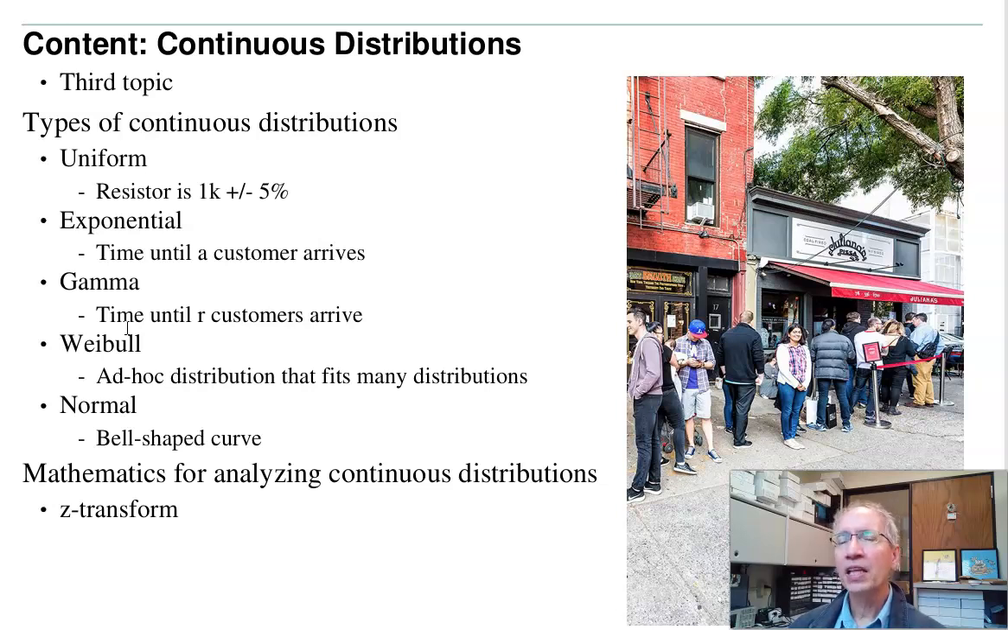And then finally, we'll look at the normal distribution. The normal distribution is what you're used to. It's the standard bell-shaped curve that you've seen over and over again. Well, for all these distributions, we'll look at the mathematics for analyzing continuous distributions, along with this moment-generating function, which in this case is the Laplace transform.